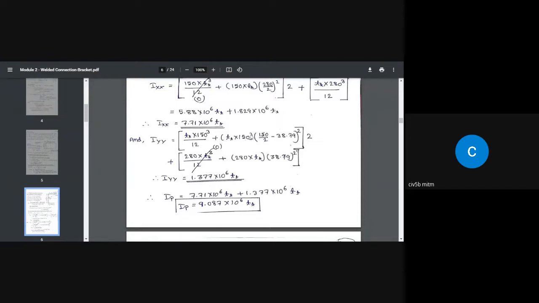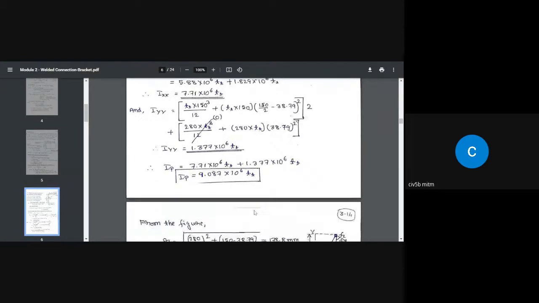So the area of the throat on the top, times (150 by 2 minus 38.79) squared. We have two such welds, so multiply that value by 2. Plus, for the vertical weld, this is the moment of inertia about its own centroidal axis plus the parallel axis theorem term. This quantity is insignificant, so I'm ignoring it. Finally, I got the Iyy value equal to this much in terms of Tt. So when you add Ixx and Iyy, I get the Ip value, which is equal to 9.087 multiplied by 10 to the power of 6 Tt.